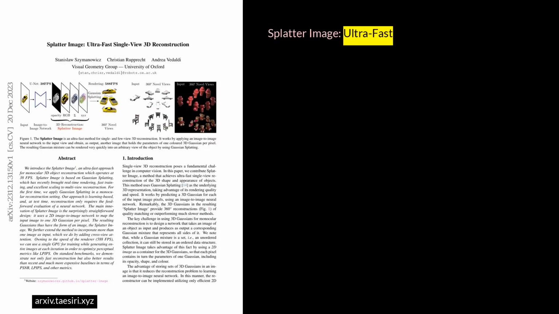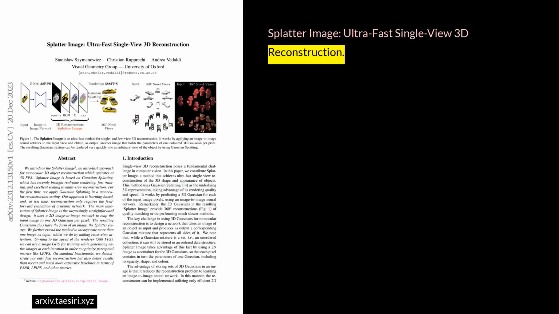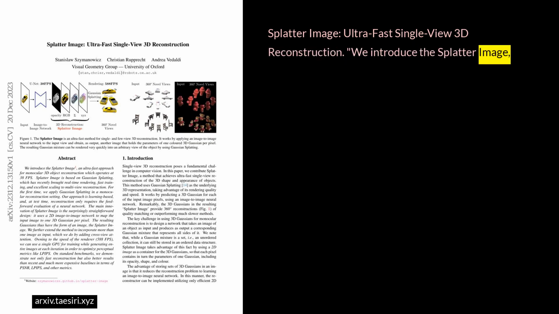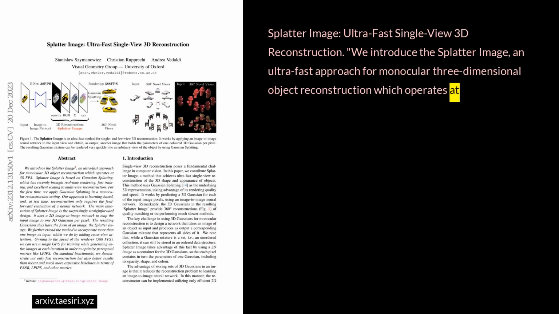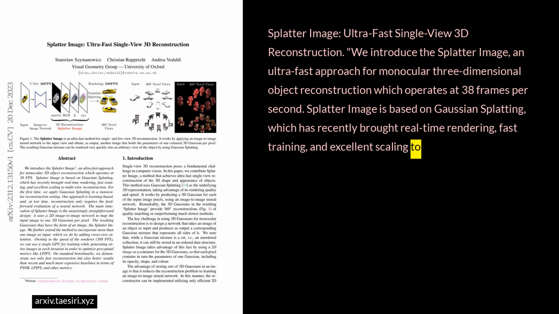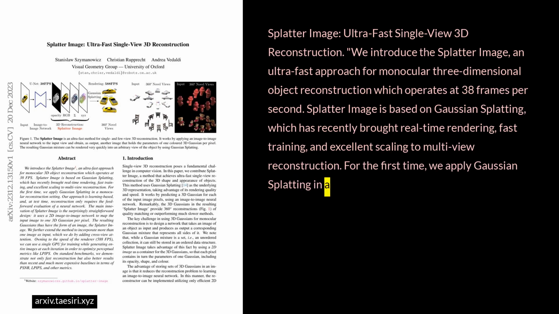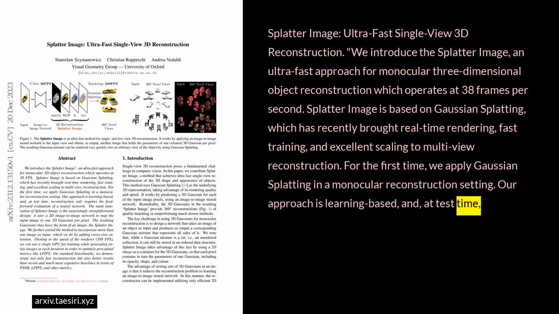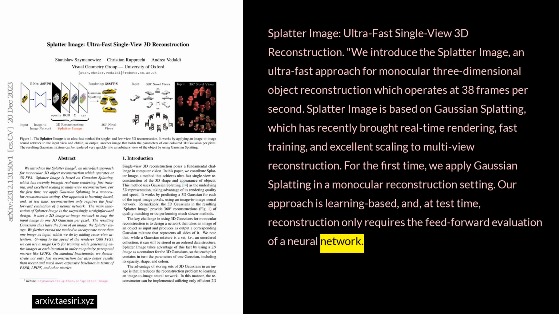Splatter image, ultra-fast single-view 3D reconstruction. We introduce the splatter image, an ultra-fast approach for monocular 3-dimensional object reconstruction, which operates at 38 frames per second. Splatter image is based on Gaussian splatting, which has recently brought real-time rendering, fast training, and excellent scaling to multi-view reconstruction. For the first time, we apply Gaussian splatting in a monocular reconstruction setting. Our approach is learning-based, and at test time, reconstruction only requires the feed-forward evaluation of a neural network.